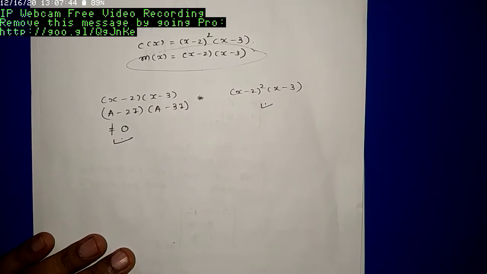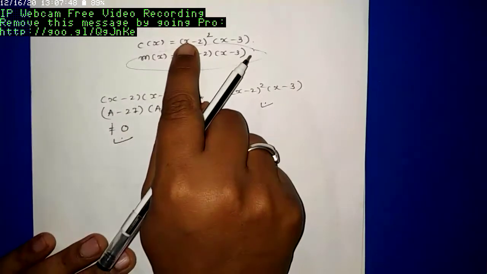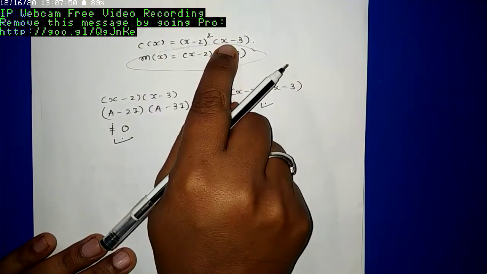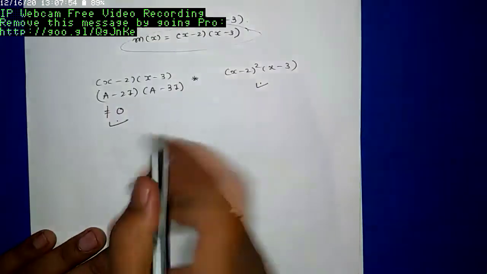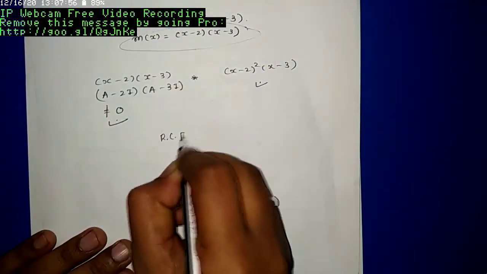Now what is the size of the rational canonical form? Here the degree of this is 2 and the degree of this is 1, so the degree of C(x) is 3, and so your RCF size is 3 cross 3.